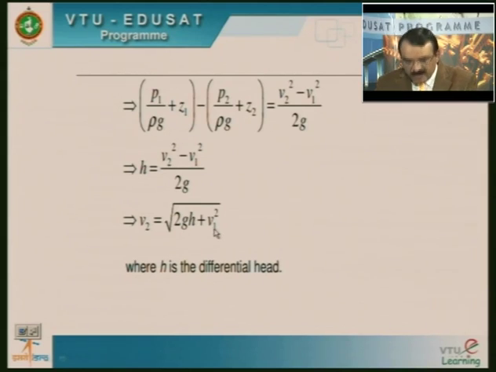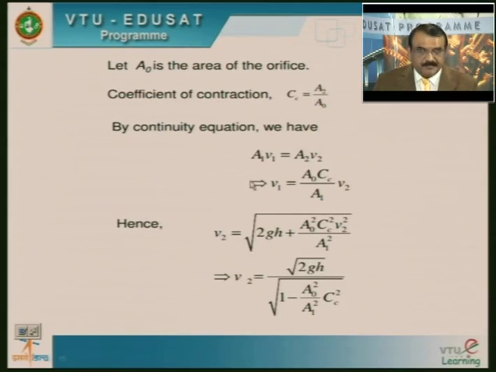Now in place of V1 square, I am going to substitute this term, that is A0 into Cc divided by A1 plus V2. If you substitute this term in place of V1 and simplify, you are going to get V2 is equal to root of 2gh divided by 1 minus A0 square divided by A1 square into Cc square. Believe me, once you put this equation here, it is only a simplification. You need not scratch your head too much. The only thing is, you need to put this value of V1 here and just start simplifying. You are going to get V2 is equal to this equation.